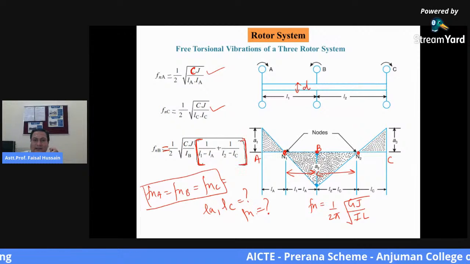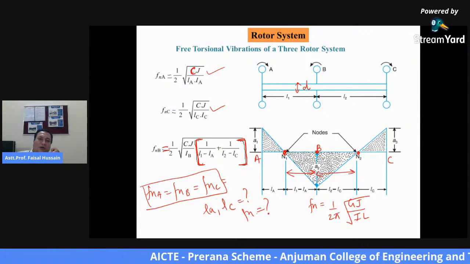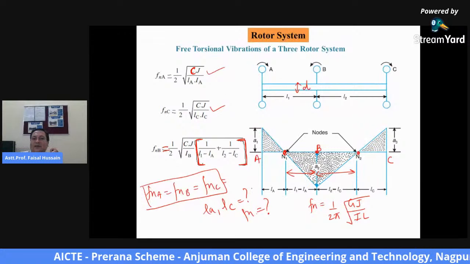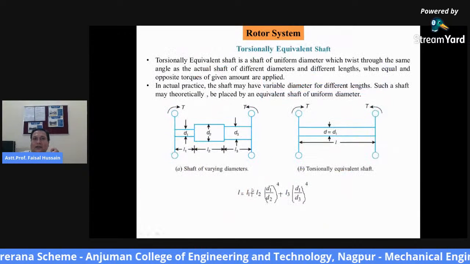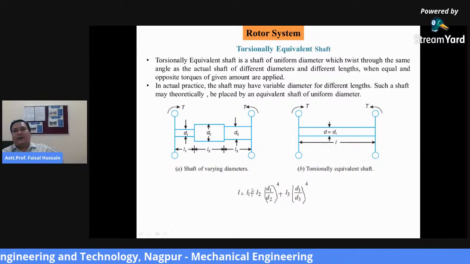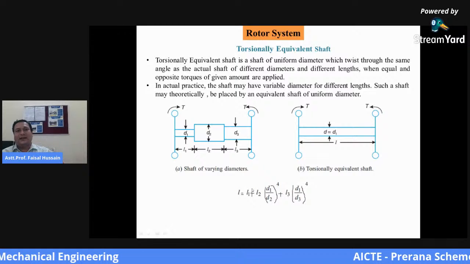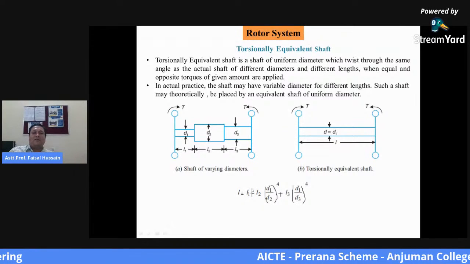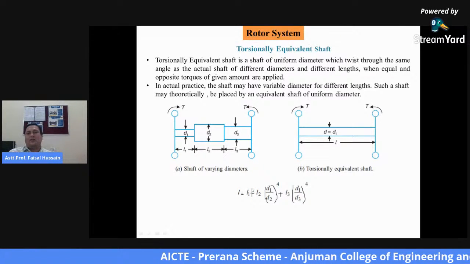This is your another distance. Okay. So after equating these two frequencies, we can find the answer. Now there is an equivalent shaft. What is an equivalent shaft? Actually, in actual practice, there may be shafts having variable diameters for different lengths.